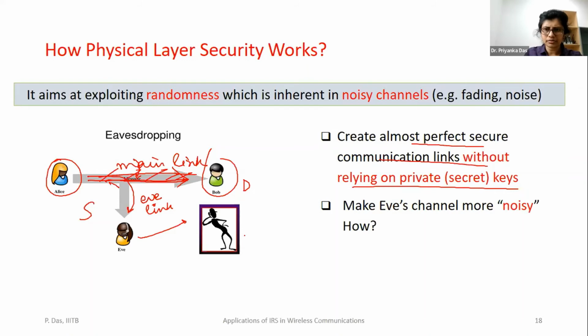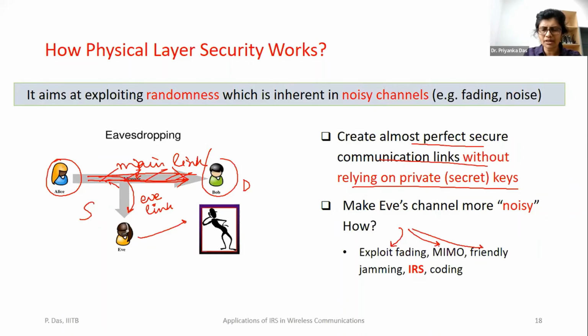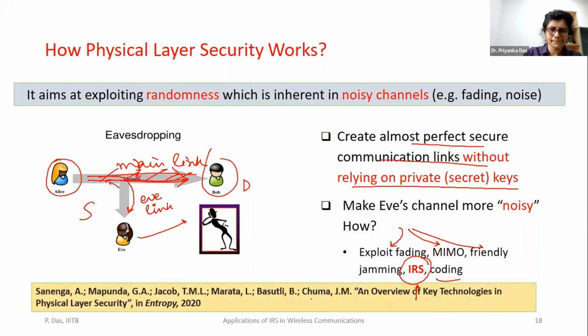How do we make the eavesdropper channel more noisy? That's where all these techniques will be used. We can exploit fading, we can use MIMO with beamforming, we can use friendly jamming, we can use our friend IRS, and also we can use coding. So here is the entry of IRS in FISEC. A lot of works are going on.